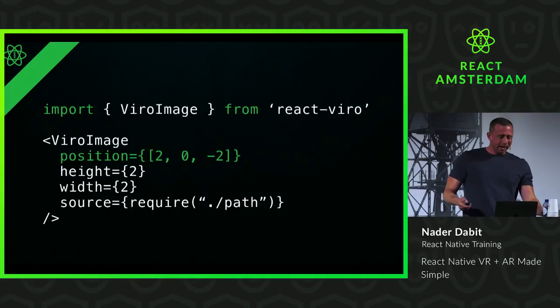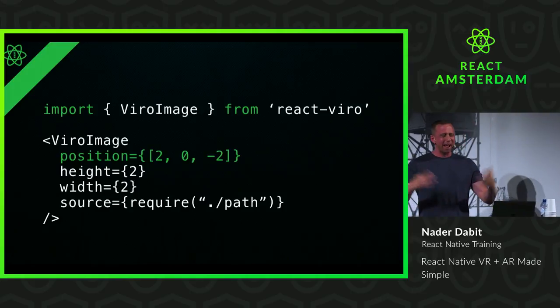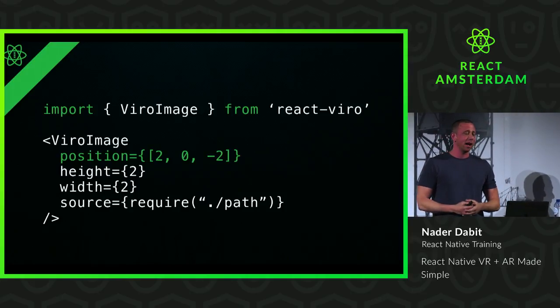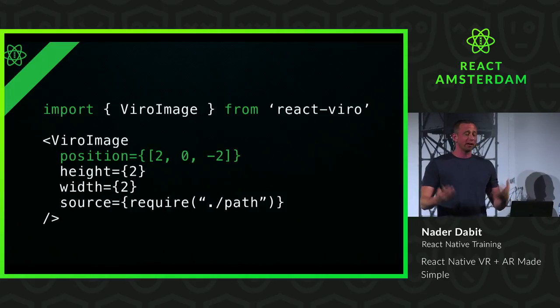Well, we looked at the position property. The API just looks like any other React Native API. You import from Viro, React Viro, and you're kind of there, ready to go. And there's dozens or even more components that you can use.